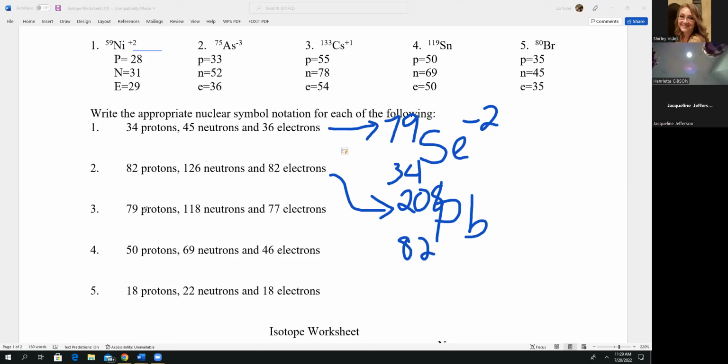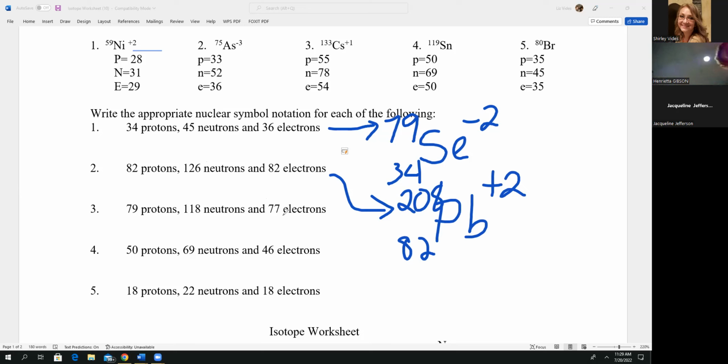And now we have 79 protons and 77 electrons. So that means we've lost 2, which gives us a charge of +2. You see that? So there's your nuclear symbol notation for that element.